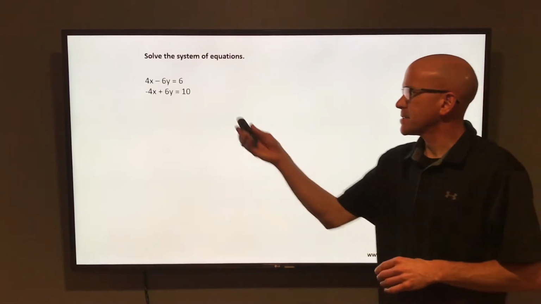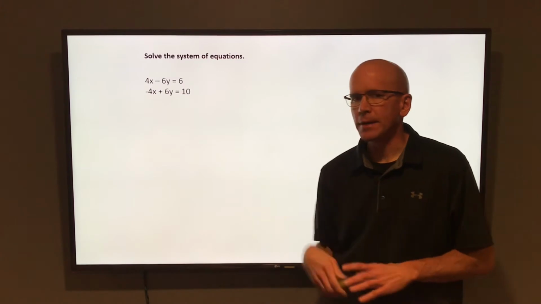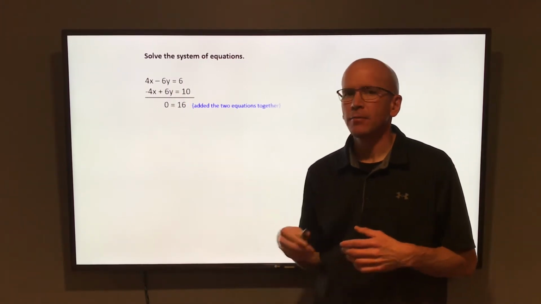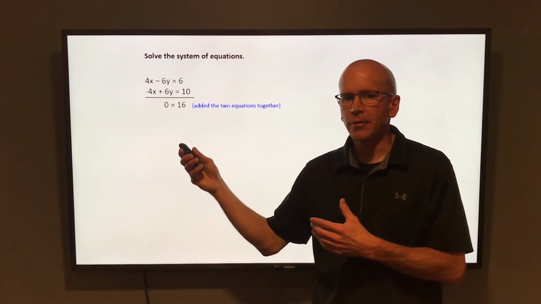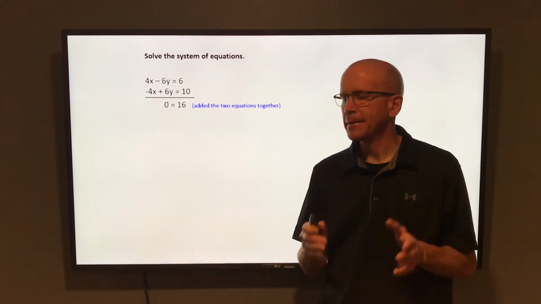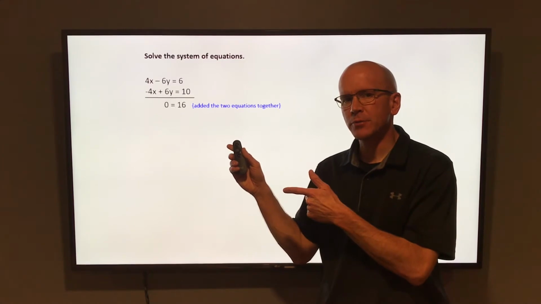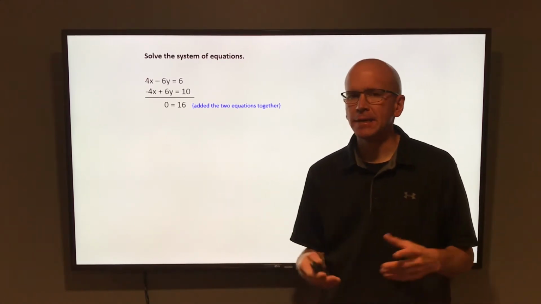We're going to solve this system of equations using the elimination method. Notice if you add the 4x and negative 4x, those would cancel. But also if you add the negative 6y and 6y, those would cancel. So once again, you go to solve with the elimination method and both variables disappear. Do not panic. You didn't do anything wrong. Just decide, are you left with a true statement or a false statement? So is 0 equals 16, is that true or false?